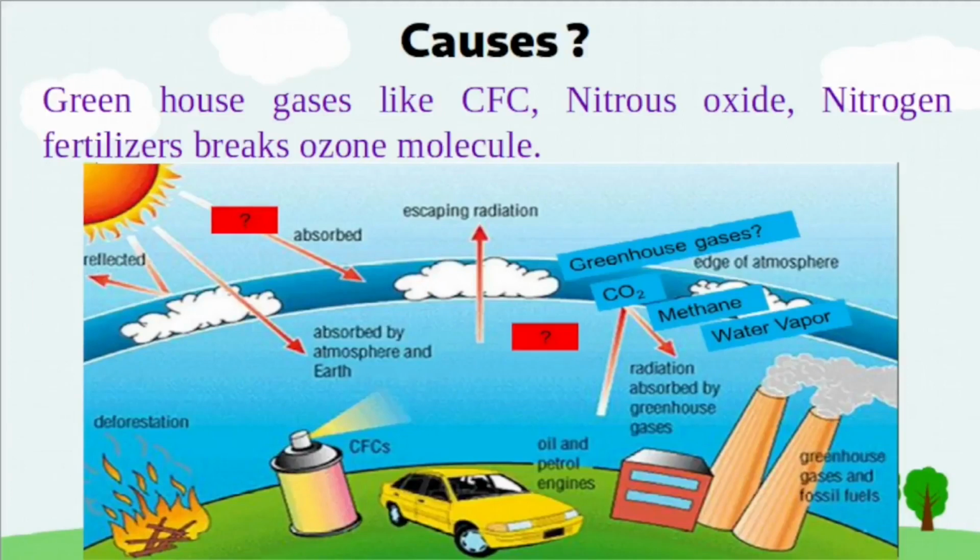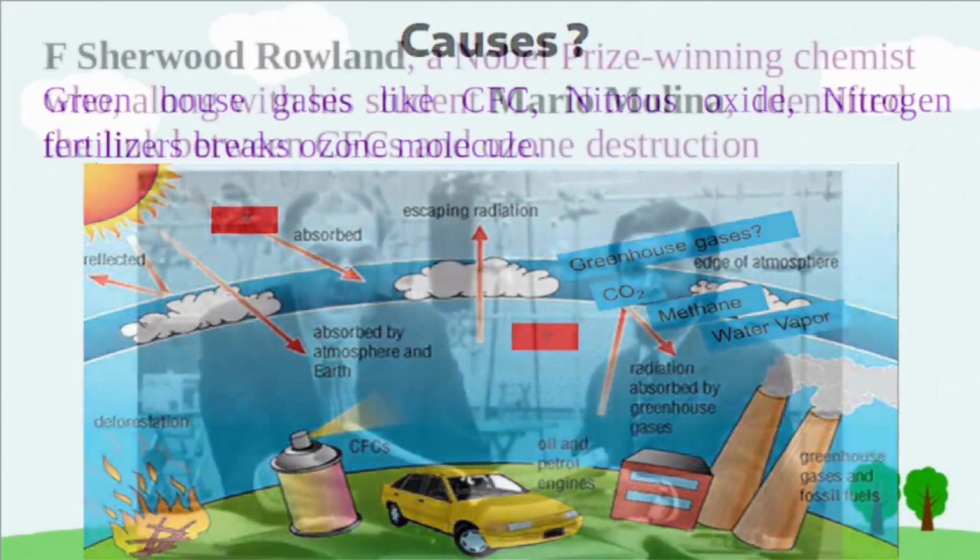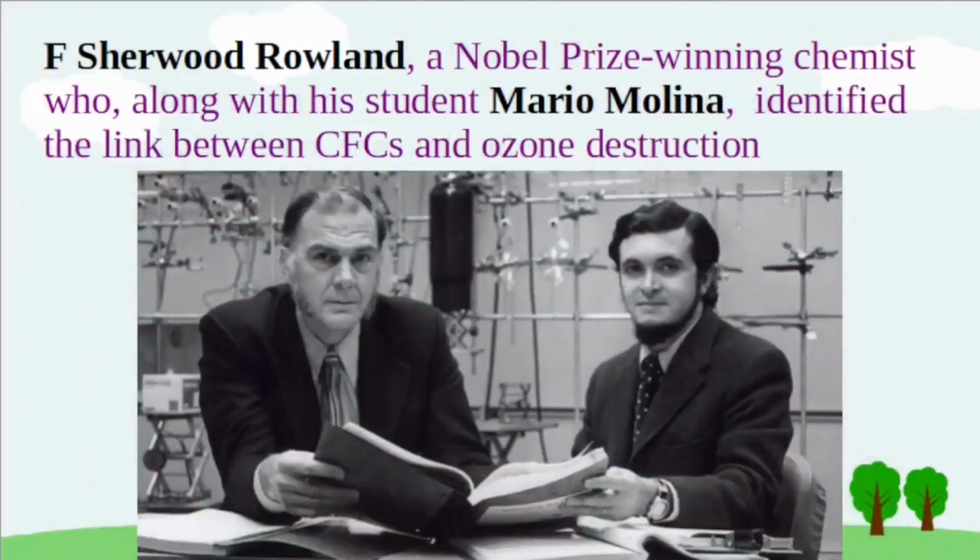CFC released in the troposphere reach the stratosphere and remain there for 65 to 110 years, destroying ozone molecules. In 1974, Rowland and Molina warned that CFC are lowering the concentration of ozone in the stratosphere and predicted severe consequences.